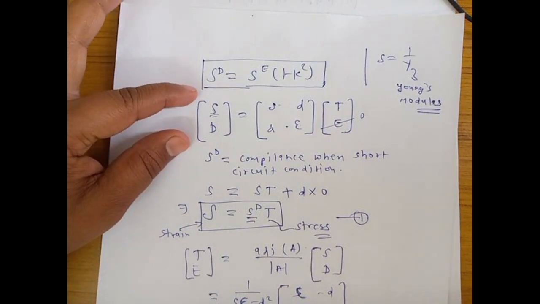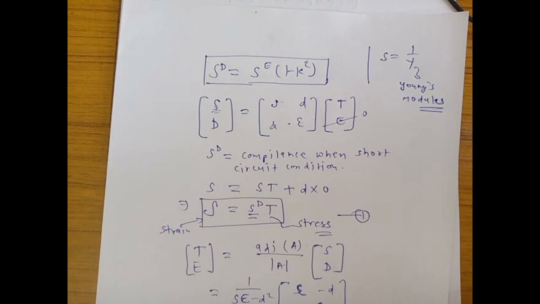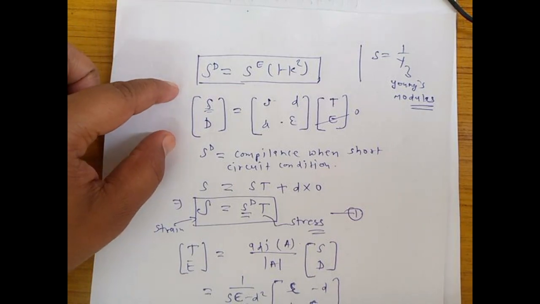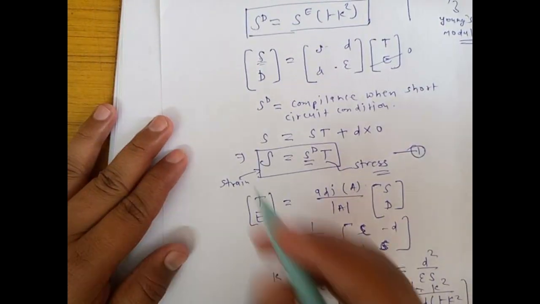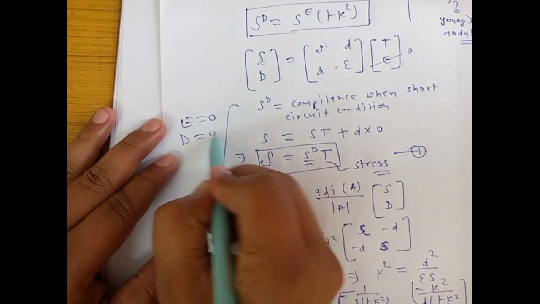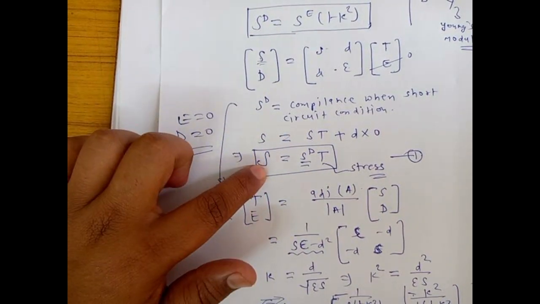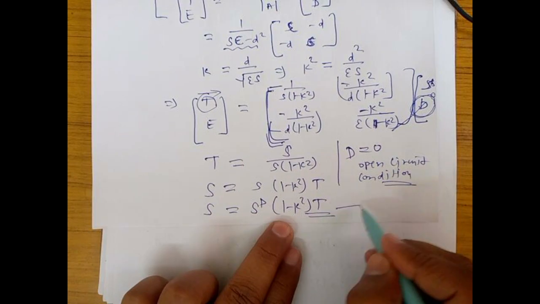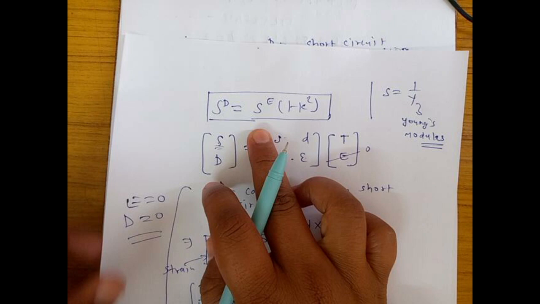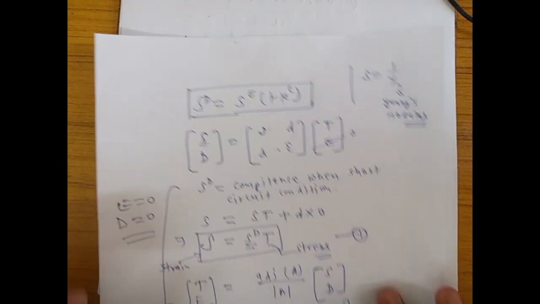We use this matrix, which is true for piezoelectric material and derived from the constitutive equations, and we apply the boundary conditions. These are the boundary conditions: E equal to 0 and D equal to 0. So we apply the boundary conditions and derive equation 1 and equation 2, and by equating equation 1 and equation 2 we prove this expression, which is very important for piezoelectric materials, right?